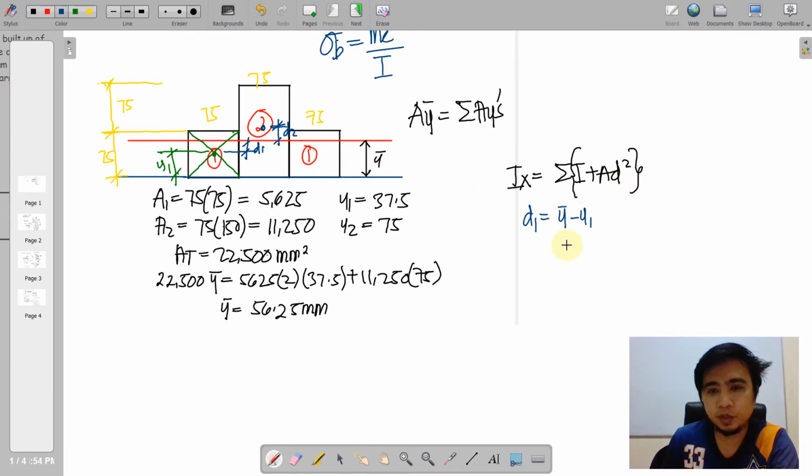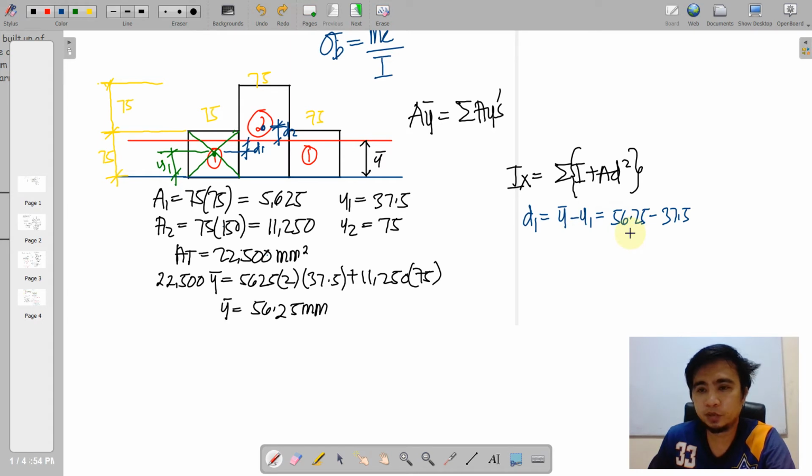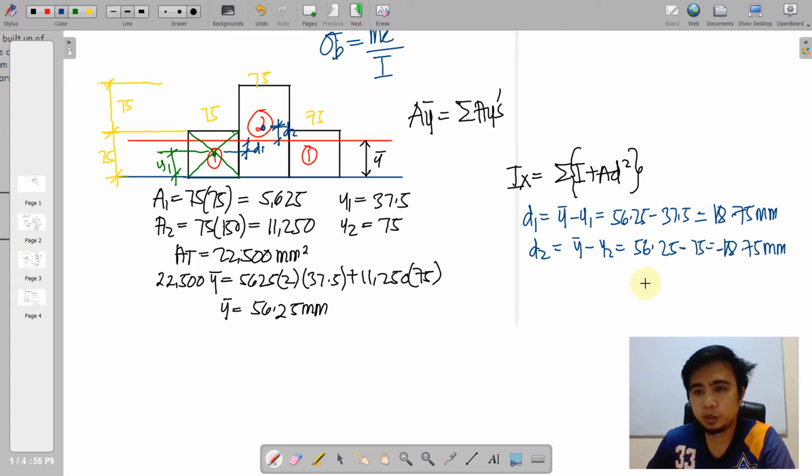We can have d1 as y bar minus y1. That is 56.25 minus 37.5, which yields 18.75 millimeters. Now d2 is equal to y bar minus y2, and it will yield negative 18.75 millimeters. The 18.75 is having a negative sign, but that does not matter because it will just be squared later on in your formula.